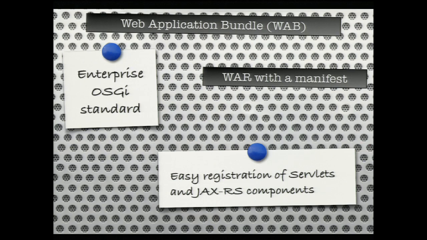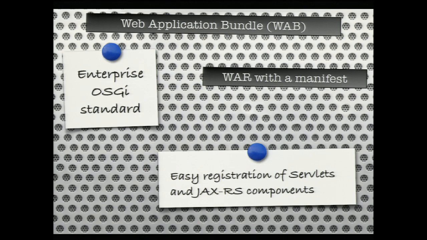In OSGi there was a standard defined in the enterprise OSGi specifications, which are the web application bundles. Now, a web application bundle is basically just a WAR file, like we know, but added on top of that there's a manifest. And the manifest contains the imports and exports and the name of the bundle, etc. For the rest, it's just a normal WAR file.